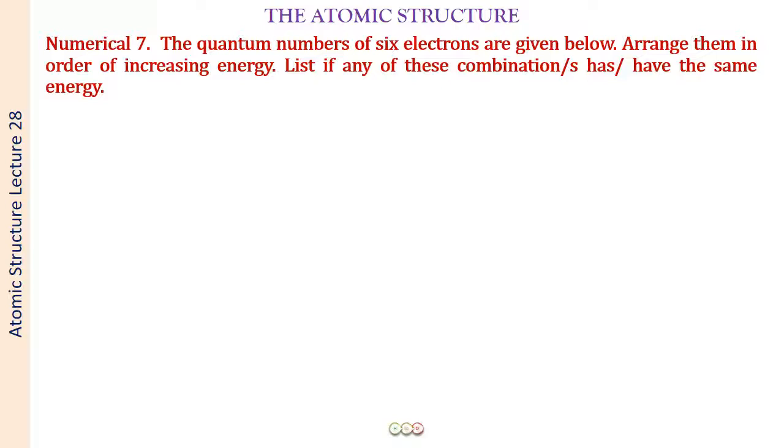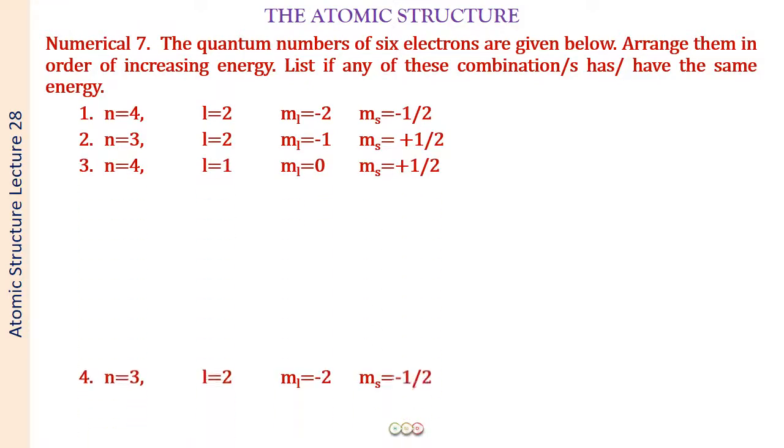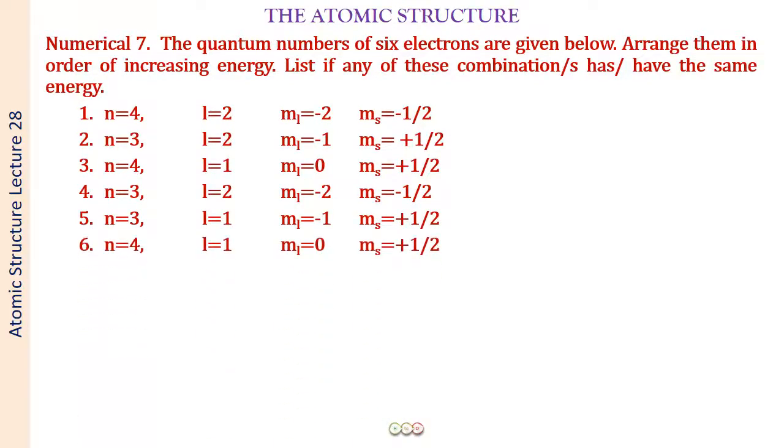The next question we have is about the quantum numbers of 6 electrons. They are given below. You have to arrange them in order of increasing energy. List if any of these combinations have the same energy as well. Okay, so this is the set of combinations that are given to us. What do you have to do over here to arrange them in order of increasing energy? If you remember the energy level diagrams, how did we arrange them? Yes, we arranged them by seeing the n plus l values, right?